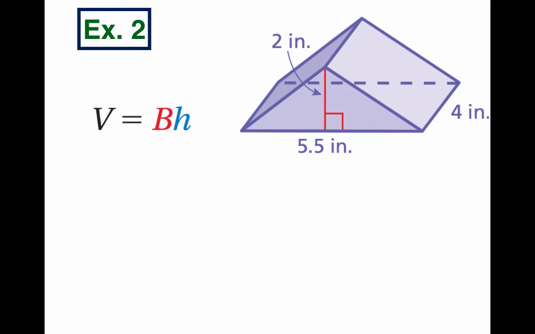We have to find the area of the base, but we need to know what the base is. Remember how it works with prisms. The base has to have a matching lid. Top and bottom have to match. So that rectangle, although it's sitting on it, is not going to be our base.